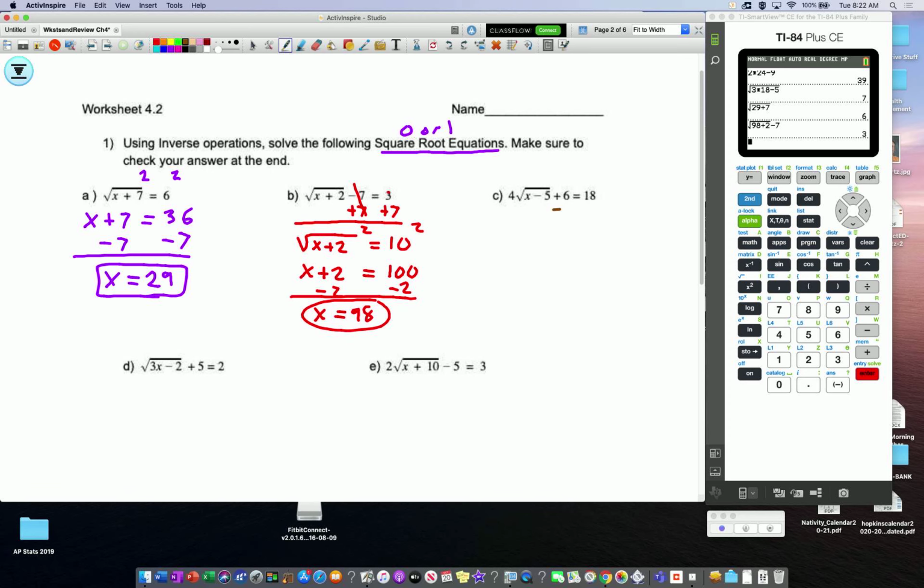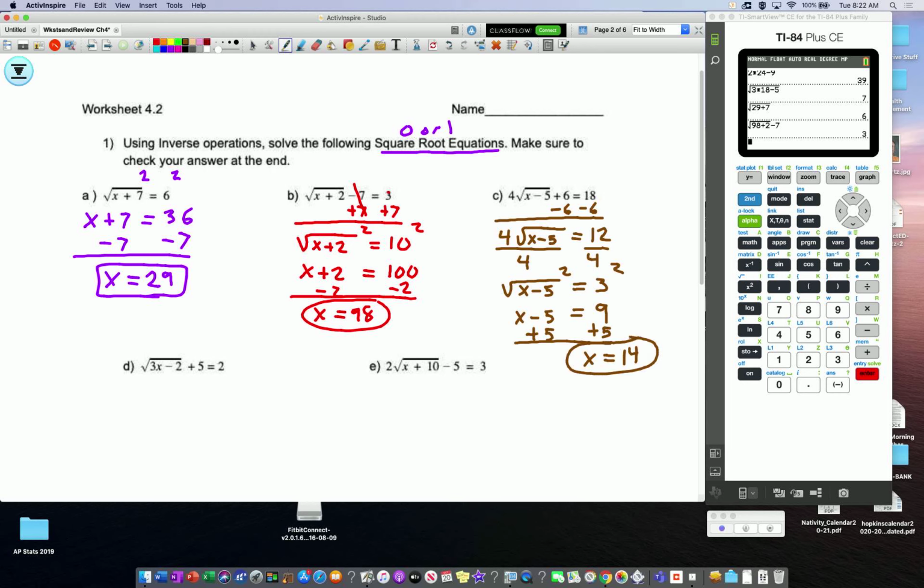On the next one, I have to first subtract 6. I still have this 4 times the square root of x minus 5 equals 12. Then I have to divide by 4. So I have the square root of x minus 5 equals 3. Wow, we got a lot of math going on here. Square both sides. X minus 5 equals 9. Finally, add 5. X equals 14. Wow, that was a lot of work to get there.